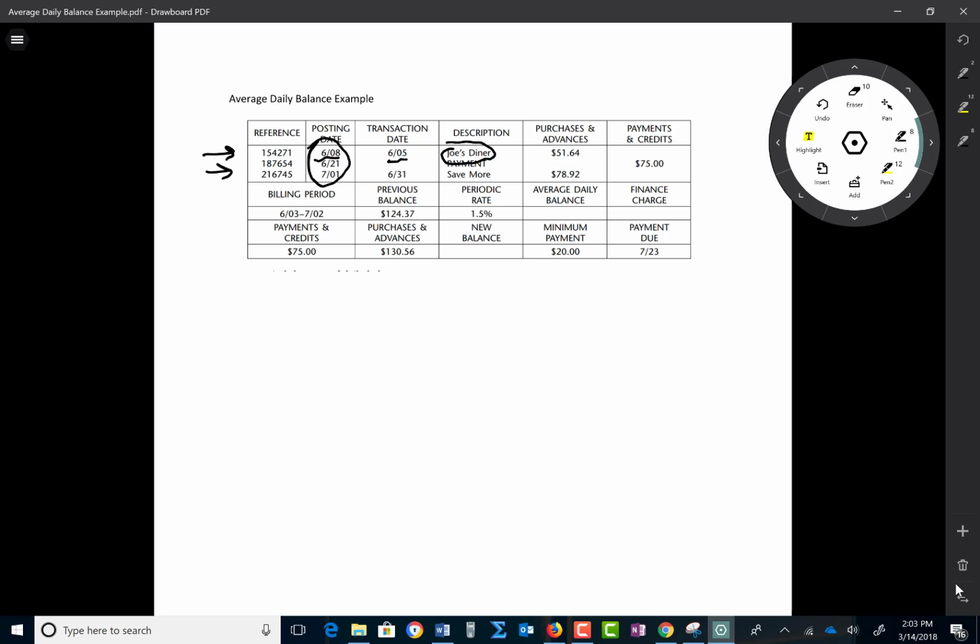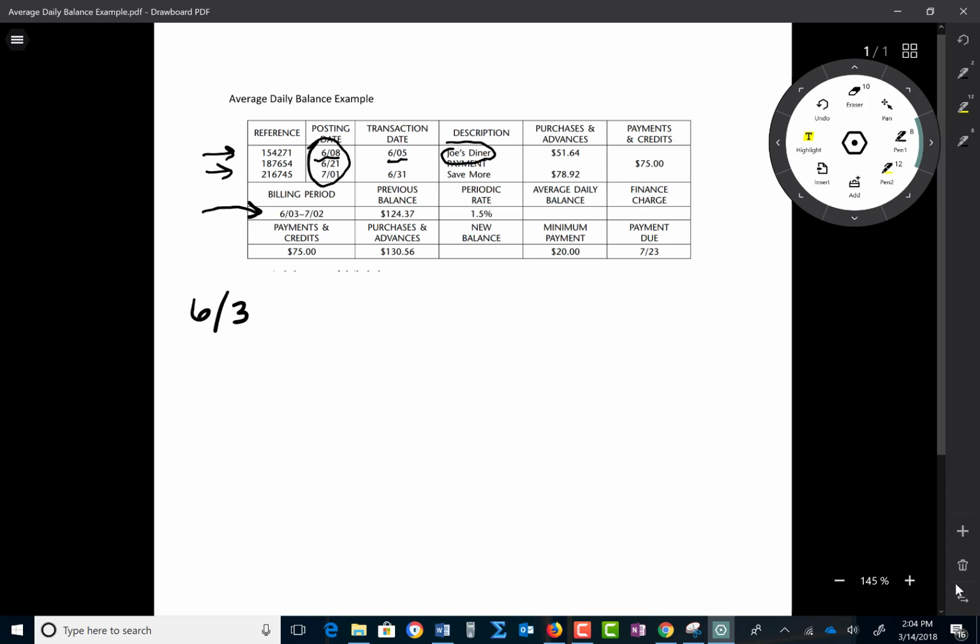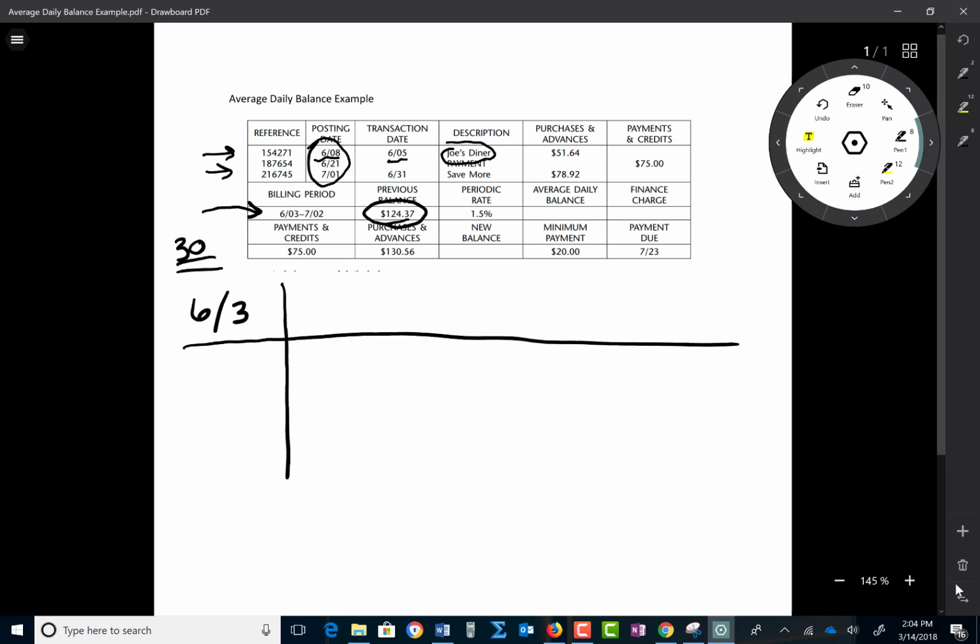So what the credit card companies do is they take the first day of your billing period, which will be listed. So here, the first day of this billing period is June the 3rd. And you need to know when you start how many days the month has in it. And the month of June has 30 days in it. So you need to keep that number in mind, that we are working with 30 days for this particular billing period. So on the 3rd of June, notice that it will tell you what your previous balance is. That means that's the balance that your credit card was on June 3rd at the end of the last month.